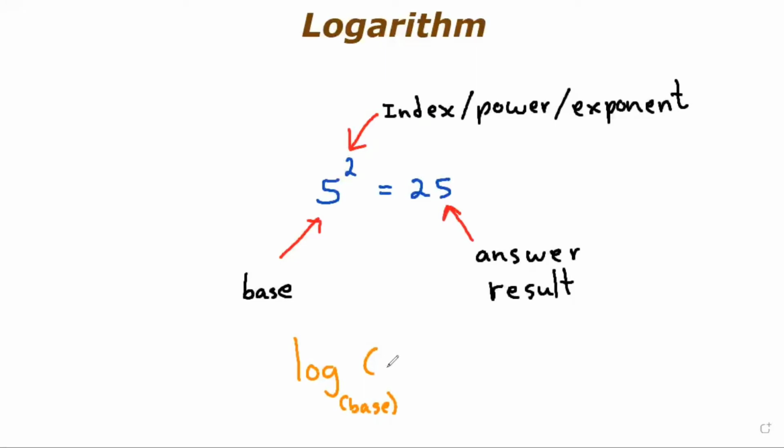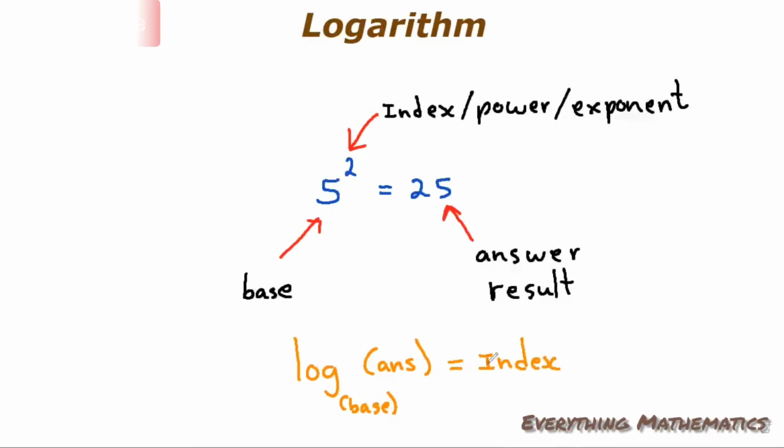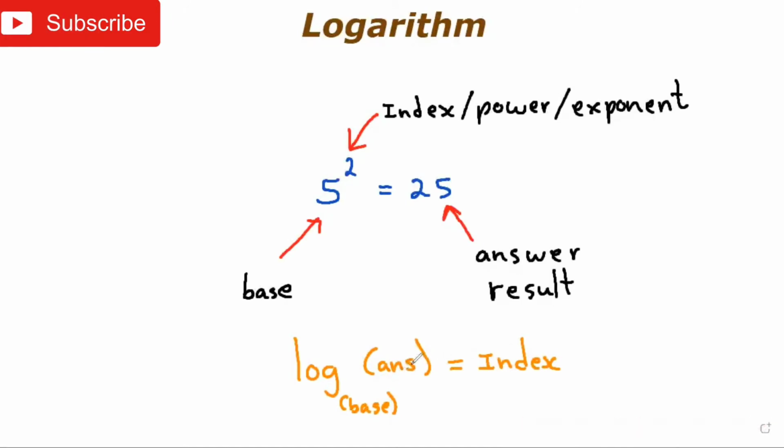Then what you have in front of the log will be known as your answer. Allow me to abbreviate it with just the ANS. So in front of it, you will have what you call your answer. Your answer goes here, and that will be equal to your index. Yes, this is how the log works. So in other words, it's saying log base of whatever index will give you this answer.